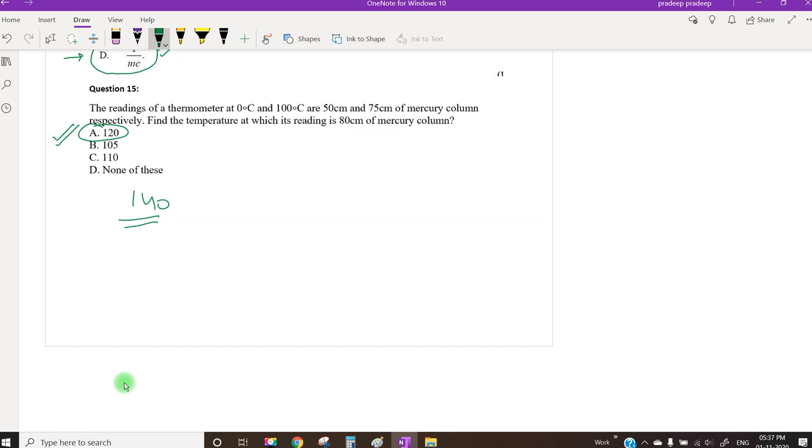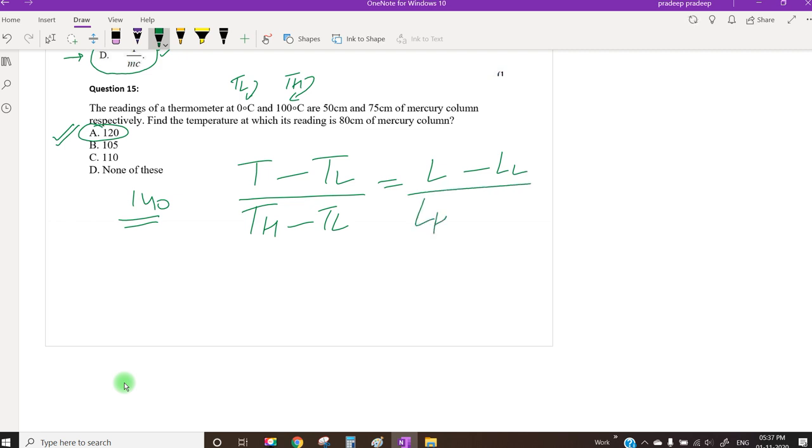Now, Smera, you would need to cross check. Let me explain the solution. We had done this particular formula in the class. So if you remember, that formula goes like this. Let's say TL is the low temperature, which is 0 degrees Celsius. TH would be the high temperature, which is 100 degrees Celsius, right? So the formula goes like this: T minus TL divided by TH minus TL will be equal to the lengths given, L minus LL divided by LH minus LL.